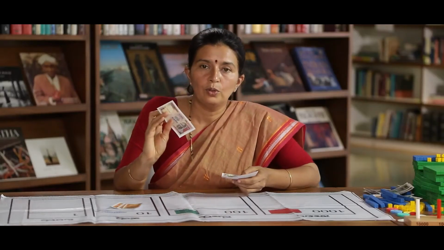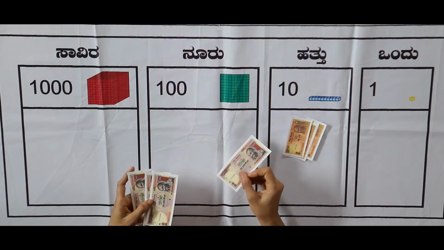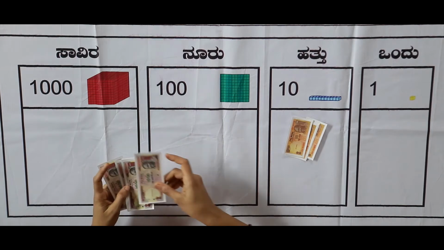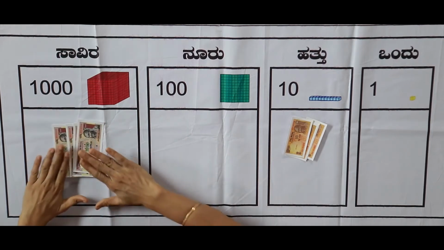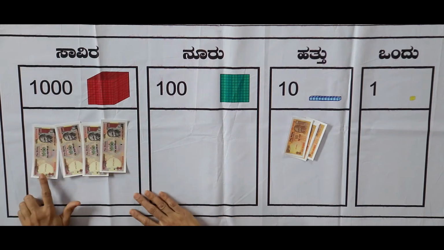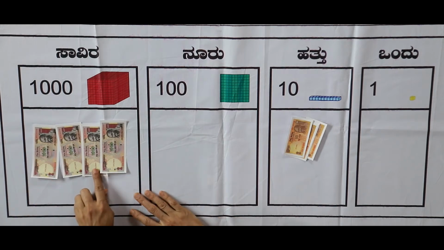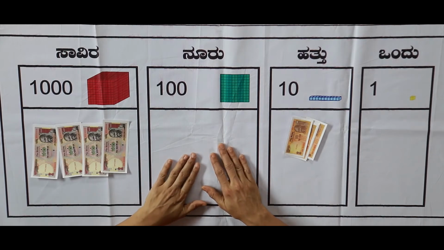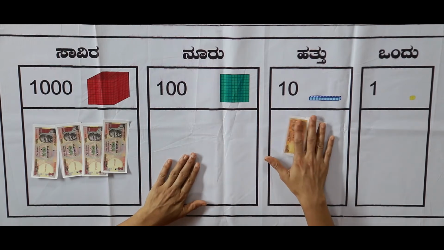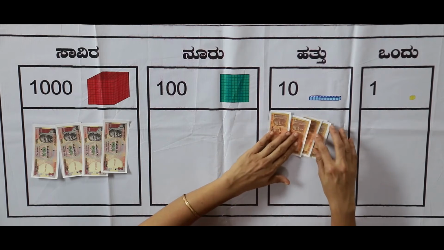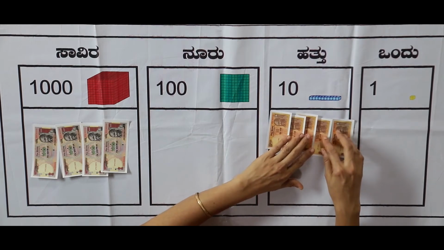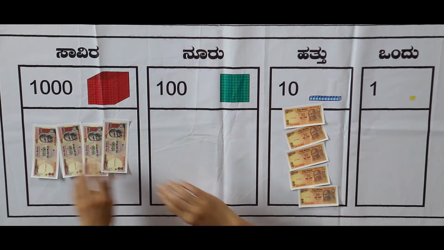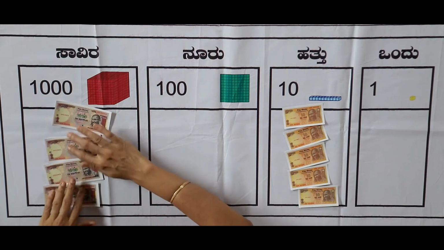Then, what is this? This is 1000. Can we keep it here? No, we have to keep it in the thousands place. How many thousands are there? 1000, 2000, 3000, 4000. Do we have anything in the hundreds place? No. In tens place, 1 ten, 2 tens, 3 tens, 4 tens, 5 tens we have. Let us keep them like this.